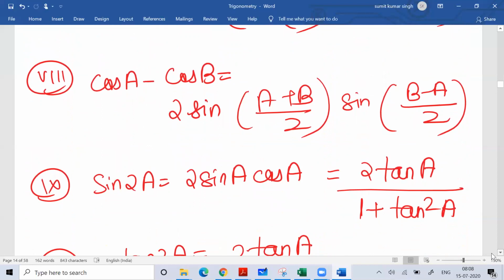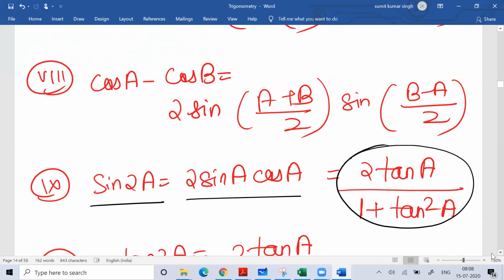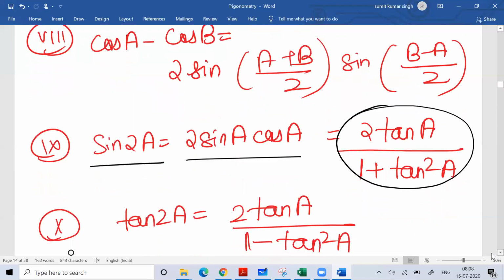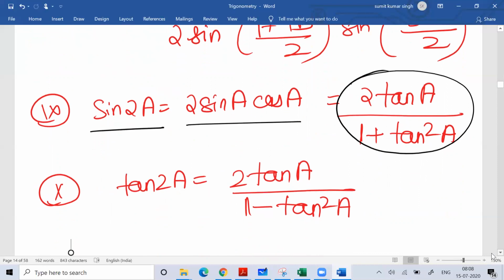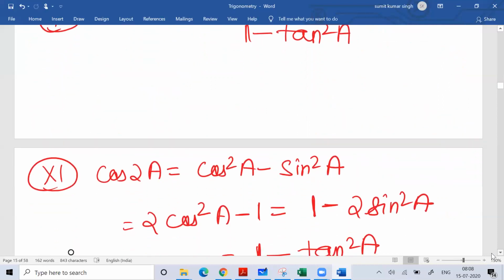Then sine 2A means 2 sine A cos A, and you can write this as 2 tan A by 1 plus tan square A. So sine 2A is 2 sine A cos A, and you can write this as 2 tan A over 1 plus tan square A. Similarly, tan 2A means 2 tan A divided by 1 minus tan square A. Similarly, cos 2A means cos square A minus sin square A, and you know that sin square A plus cos square A equals 1.